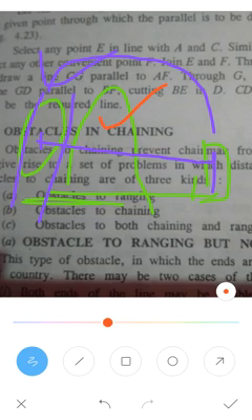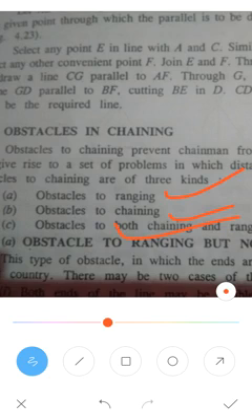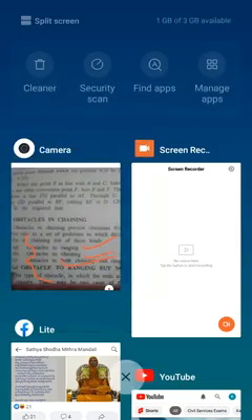So that's about these three types of problems. One is you can't do the ranging, another is you can't do the chaining, and another is we can't do both chaining and ranging. These three types of obstacles we will encounter. What is the problem and how to do that, you will see all this one by one.